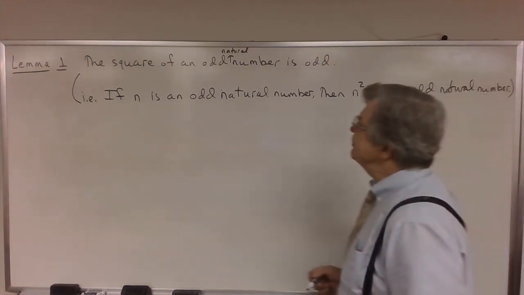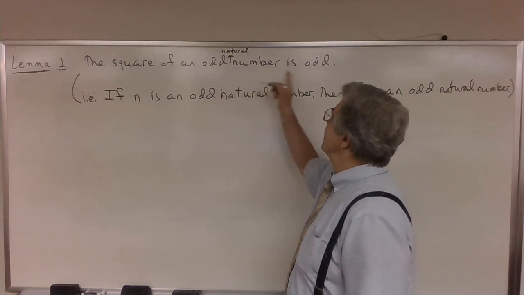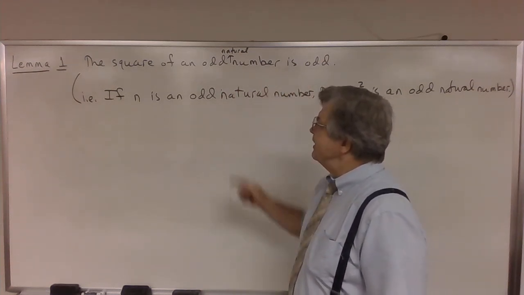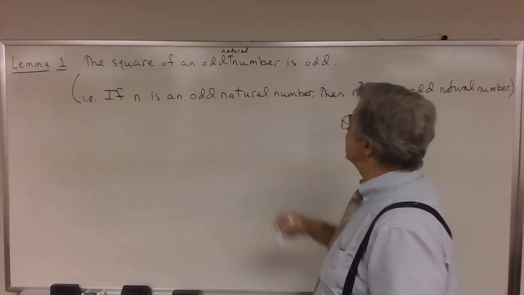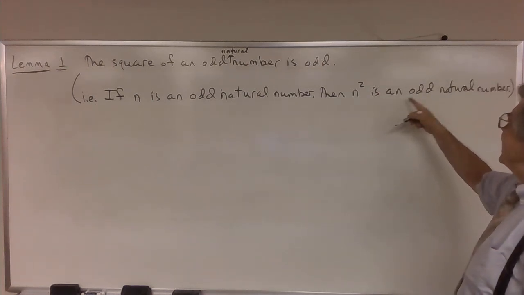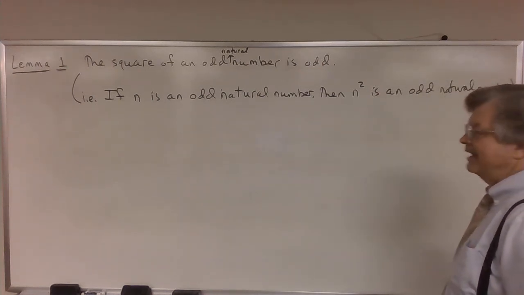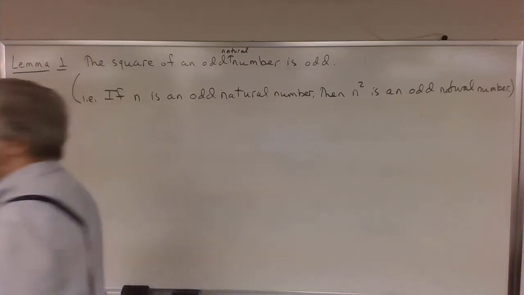So the equivalent of saying that the square of an odd natural number is odd is to say that if n is an odd natural number, then n squared is an odd natural number. So let's do the proof.